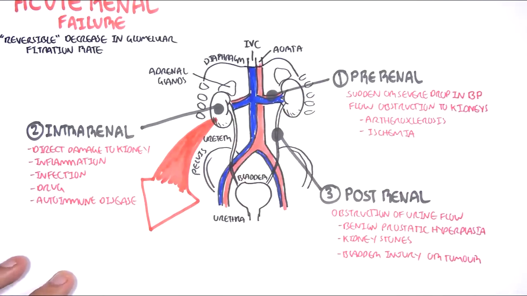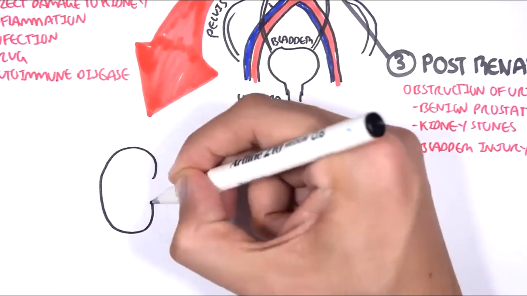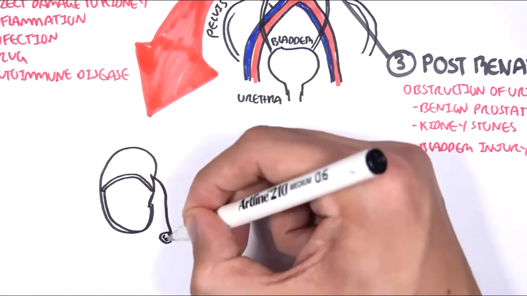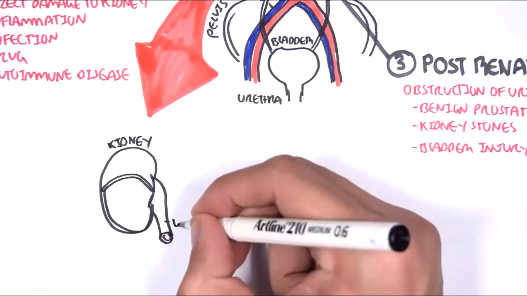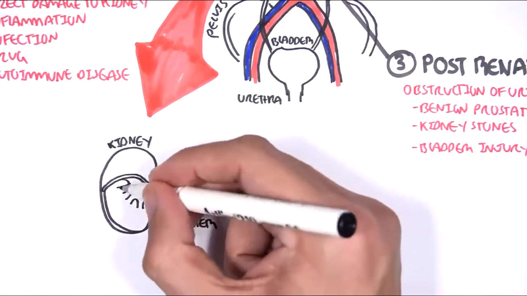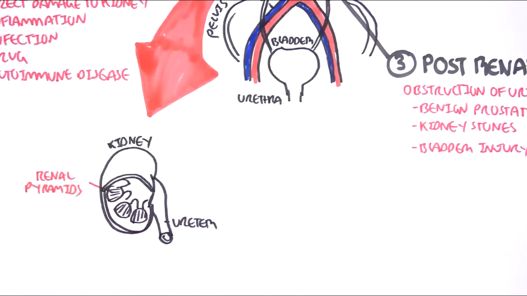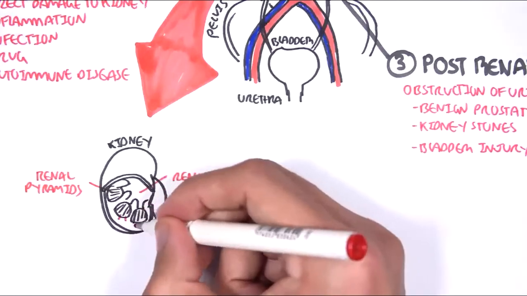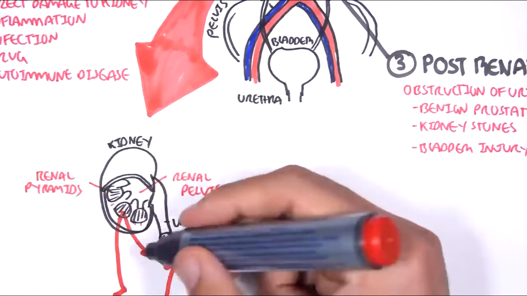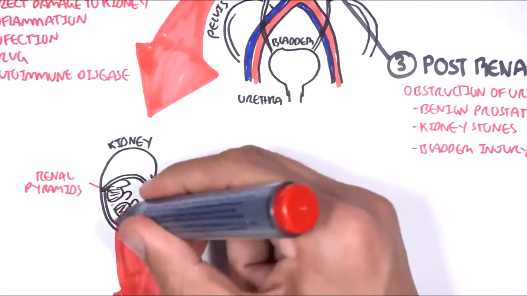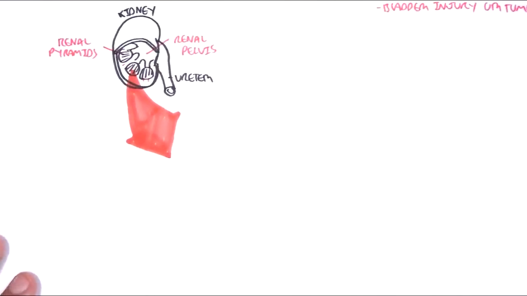Now, before we look into that, we should just quickly brush over the anatomy. So here I'm drawing the right kidney, the ureter, the renal pelvis, the renal pyramids, which are within the renal medulla. And around this area are the functional units of the kidneys, which are called nephrons. So let's just zoom into one of these nephrons.